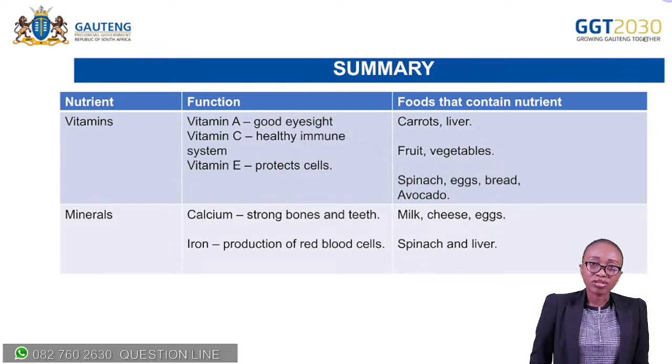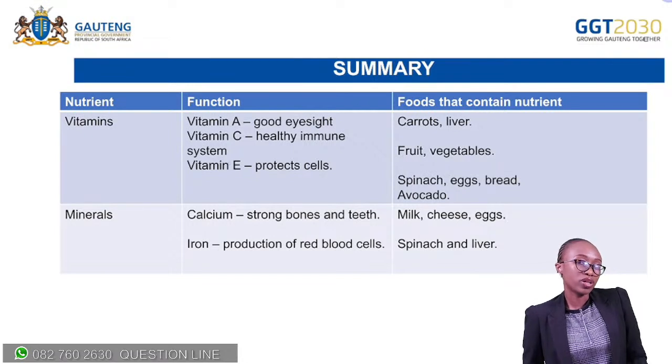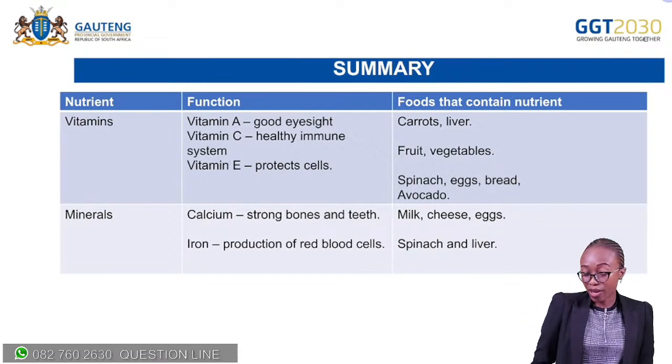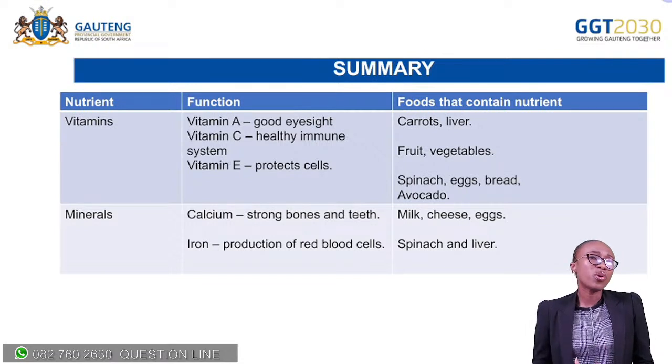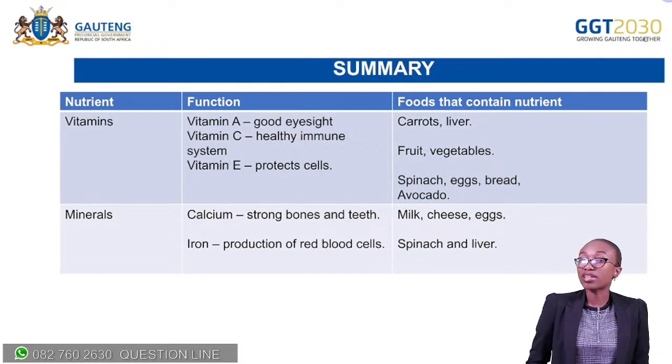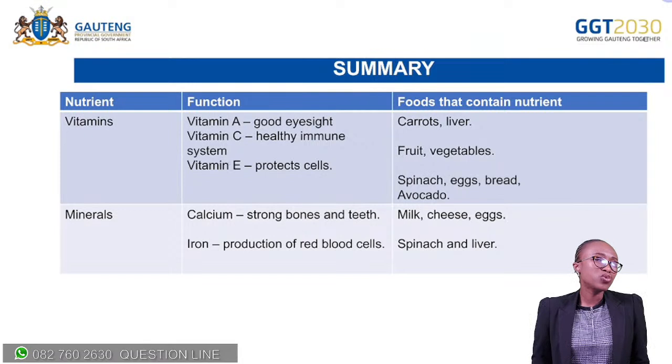And then minerals. Our two important minerals that we learned about today, calcium and iron. Calcium is for strong bones and teeth, and iron is for the production of red blood cells. Where do we find calcium? We find it in milk, cheese, and eggs. And we also have spinach and liver for your iron.